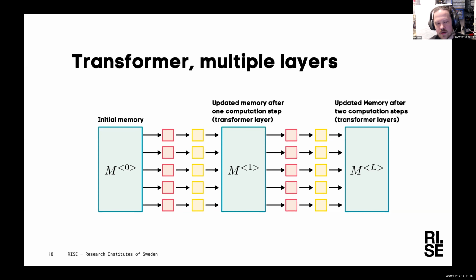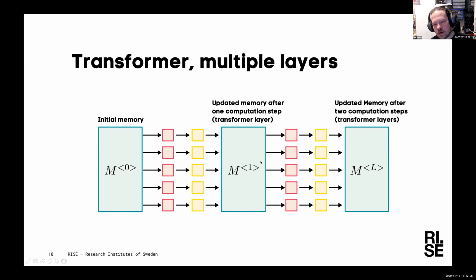So each step that you see here is one layer essentially. We start with some initial memory, typically initialized with our input set. Then we have this learned function which we apply for each memory slot to update them. And then we repeat this process for as many layers as we have in the transformer.